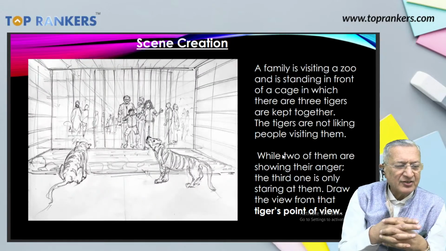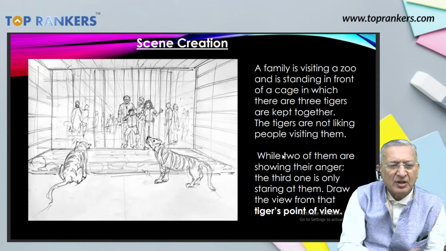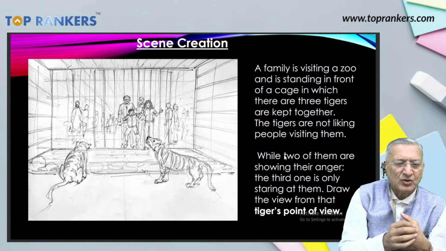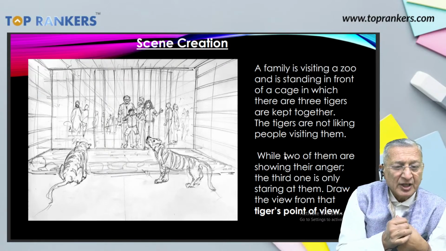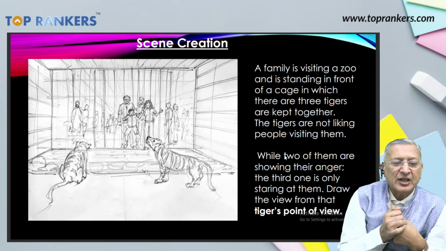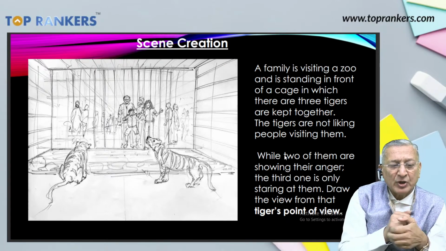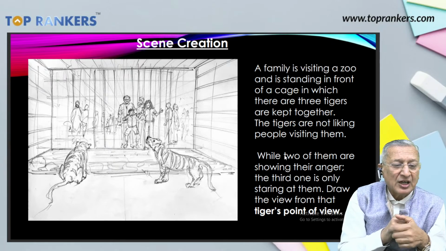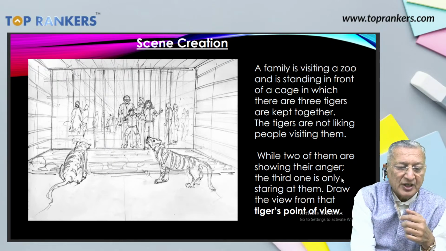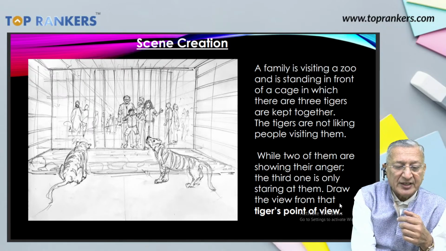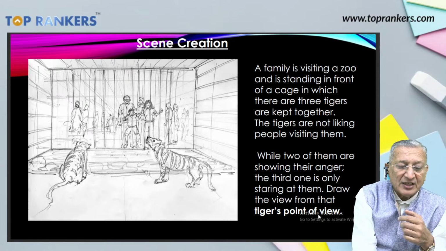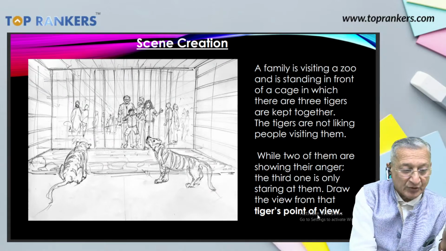Another scene creation, just my imagination, all detailing: a family is visiting a zoo and is standing in front of a cage in which there are three tigers kept together. The tigers are not liking people visiting them, while two of them are showing their anger. The third one is only staring at them. Draw the view from that tiger's point of view, that means the third tiger's point of view.